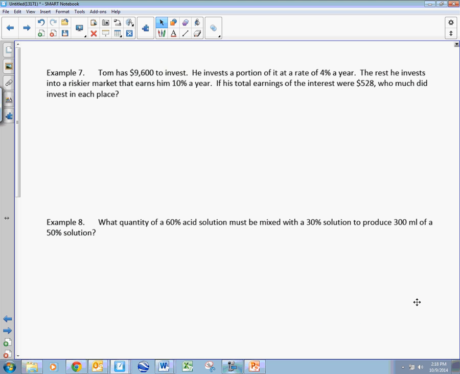All right, so Tom invests $9,600. He invests a portion of it at a rate of 4% a year. The rest he invests in a riskier market and earns 10% a year. His total earnings were $528. How much did he invest in each place? Okay, that's what we want to know. So we're going to write a couple of equations here.